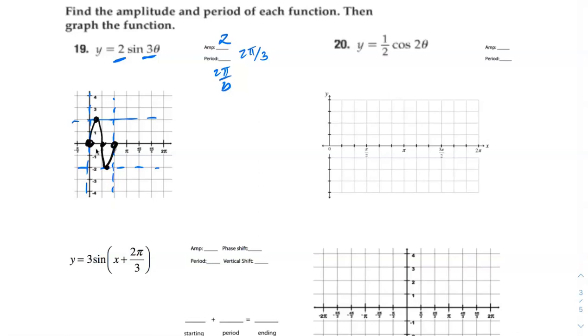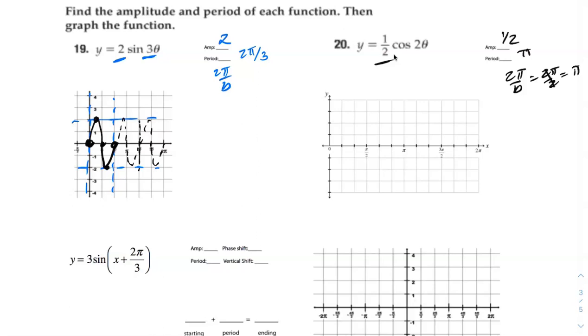And again, if I want, I could do another rotation. So it'll be about here. I think this one doesn't say fill the whole grid, but you could if you want to show off your skills. But again, in this case, it didn't say anything, so you just end right there. The next one, amp is 1/2, right, so number in front. Period's 2 pi over b, which is 2 pi over 2, so just pi.